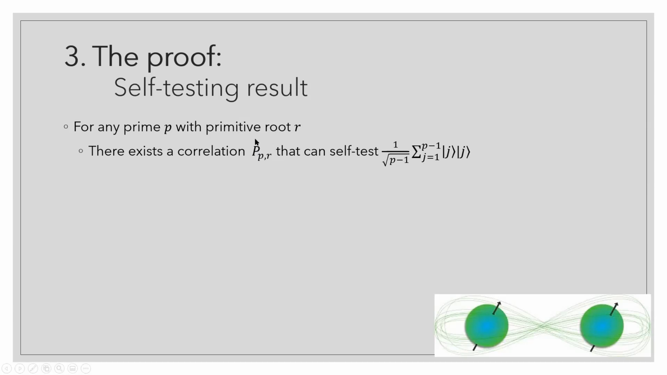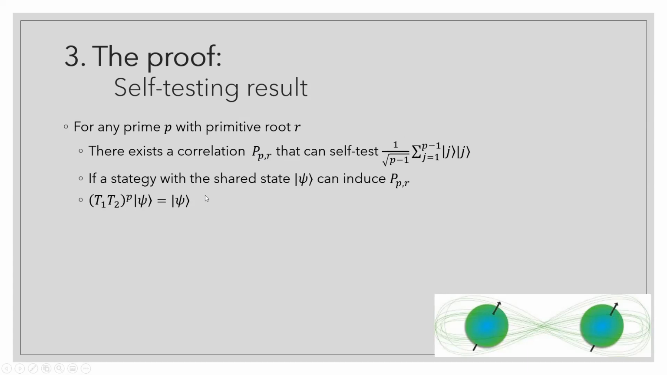Intuitively, you can think about it as the prime P being written into the entries of the correlation instead of the size of the correlation. And one important observation that we make is that if a strategy with a shared state can induce the correlation P sub P R, then Alice and Bob must have binary observables T1, T2 such that the product of T1, T2 raised to power P acts as identity on the shared state.